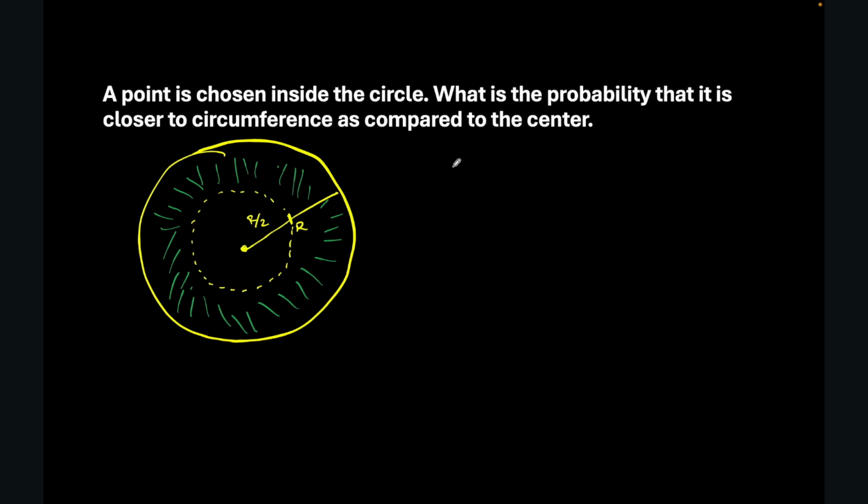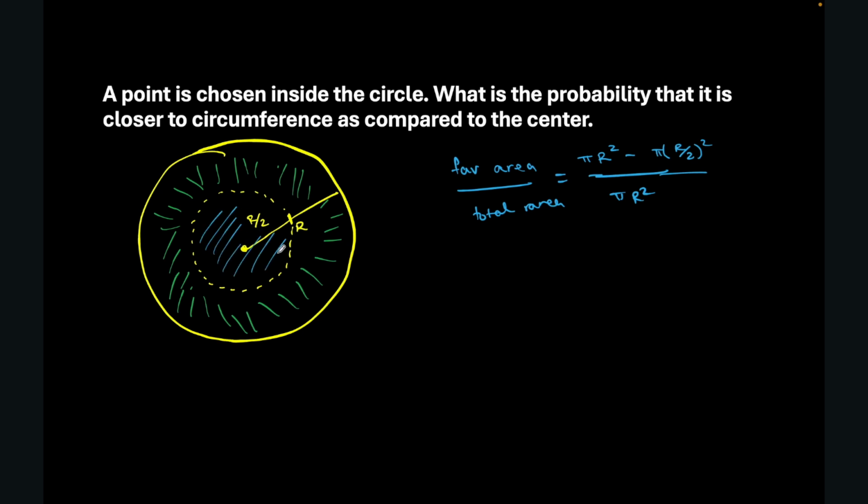Okay, so favorable area by total area. Well, what's the total area? Again, it's going to be pi r squared. And I need this green area. That's my favorable area. So my green area is going to be pi r squared, and I'm going to subtract pi times r by 2 whole squared. I hope that makes sense. Because what I've done is I've taken an entire circle and removed this smaller chunk that I've circled, I'm shading in blue right now. That's what I've removed.